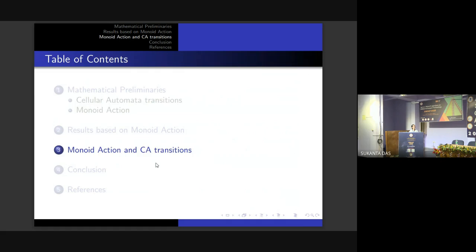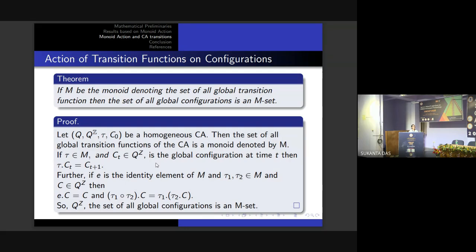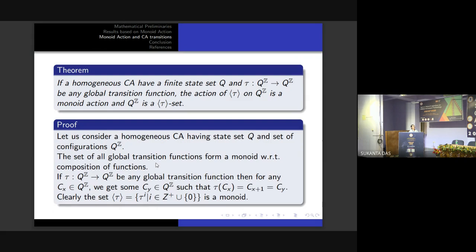Okay, now let us see how we have depicted our configurations. If CT is my configuration and tau is my transition function, tau CT gives me CT plus 1. Like that, I will be defining my monoid action. Over here, I take the finite set to be the set of all transition functions Q to the power Z. And my monoid will be formed from the set generated by any transition function tau. So if tau is my transition function, the set generated by tau will be tau to the 0, tau, tau square, and so on. That will be a monoid. And that, when acted upon the set of all global transition functions, will give me a monoid action.